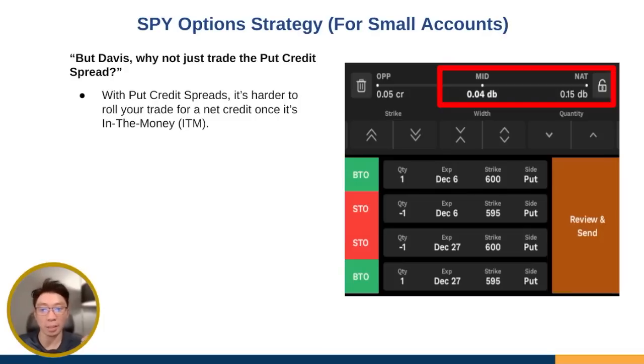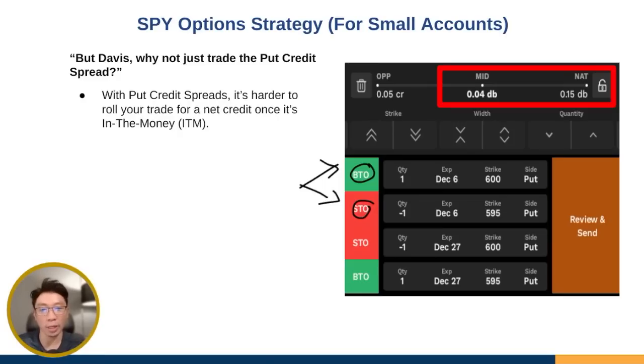So I've simulated this on the option chain. As you can see over here, this is our original position, right? These two down here are our original position, where we have the 600 and 595 put credit spread. So when you're rolling it, what you're actually doing is buying back the short put at the 600 and selling off the long put at 595. Down here it says BTO and STO. It just means buy to open and sell to open.